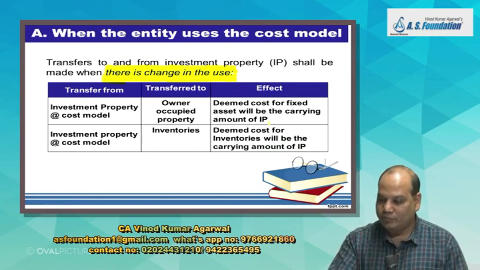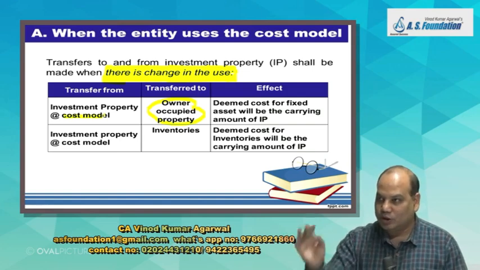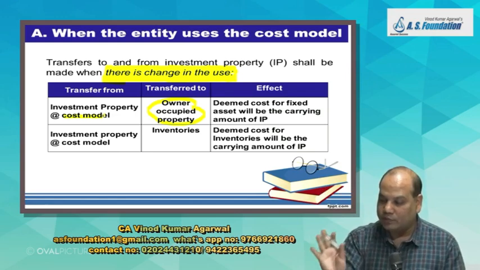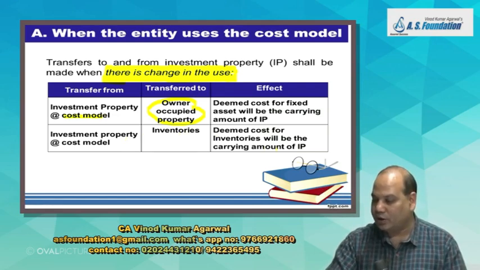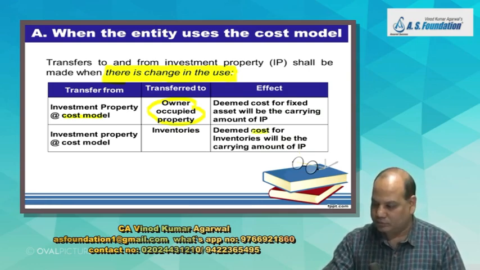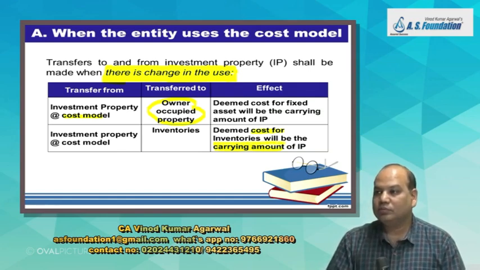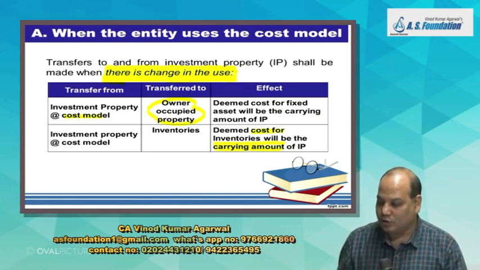First point. Both will be valued at the same amount. Only the classification will change in the SOFP. So on the day of change, there is no gain, no loss. Then investment property was cost model and inventory. Deemed cost for inventory will be the carrying amount of investment property. Inventory will be valued at this amount, the carrying amount. Of course, if the NRV of the inventory is lower than the cost, then there may be a need for gain or loss recognition.